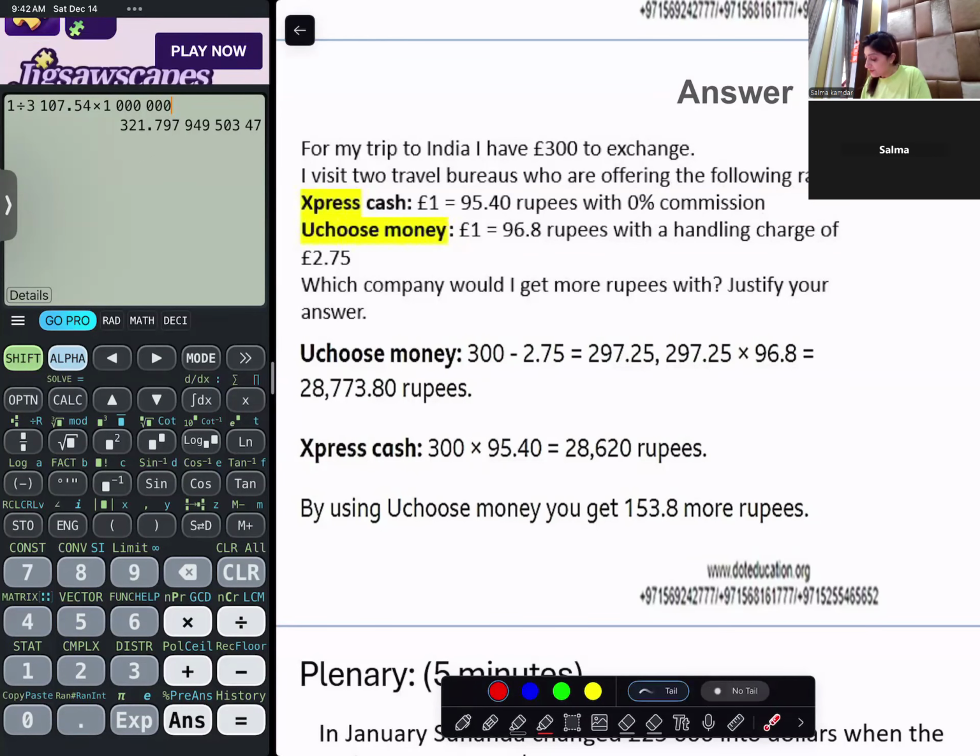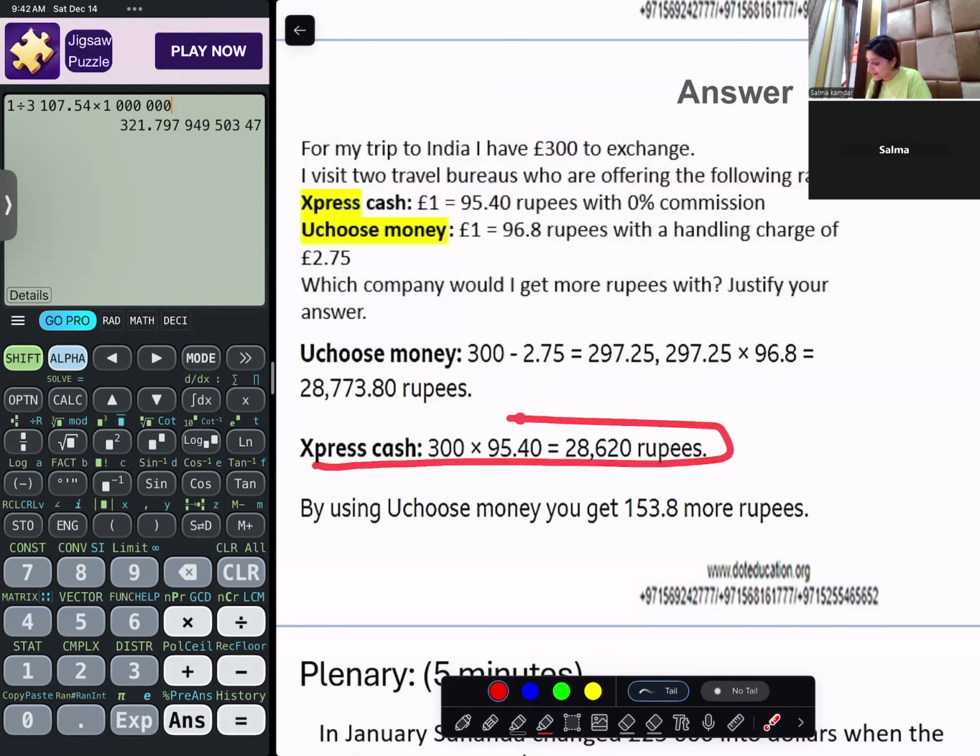Next sum. I want to go for a trip to India and I have 300 pounds to exchange. I go to two travel bureaus who are offering me the following rates. One is Express Cash, giving me 95.40 rupees per pound and 0% commission. So if I convert my 300 pounds into rupees through Express Cash, I just need to multiply 300 with 95.40 to get the amount in rupees that I will get from Express Cash.